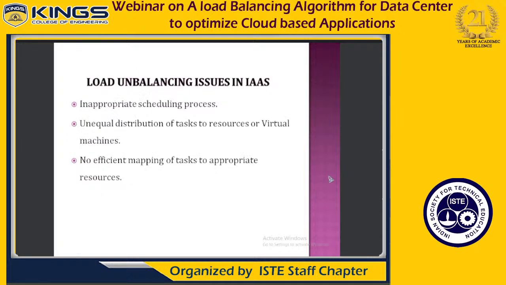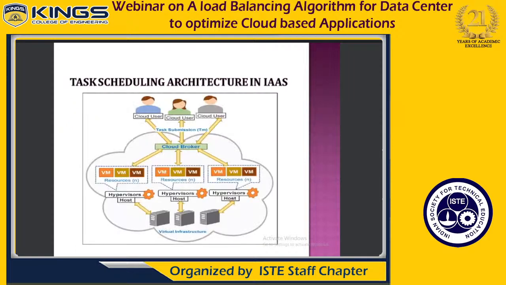Usually, the load unbalancing issue in IaaS takes place due to inappropriate scheduling of the process to the virtual machine, and inefficient mapping of your task to the appropriate resource. The third one is unequal distribution of tasks to the resources. Because of these three reasons, load unbalancing takes place in the infrastructure as a service.